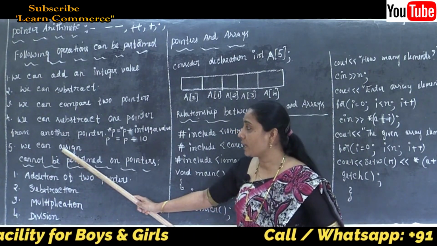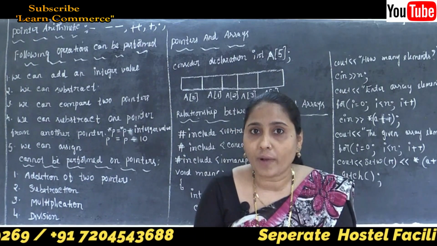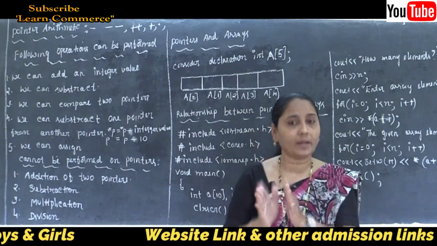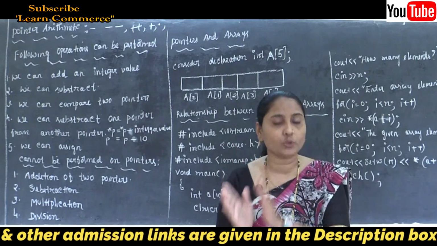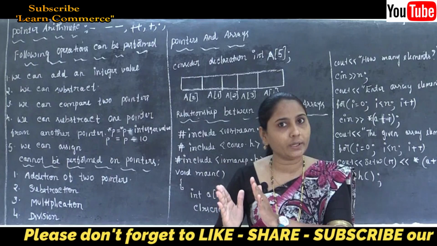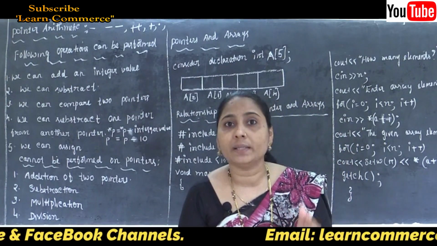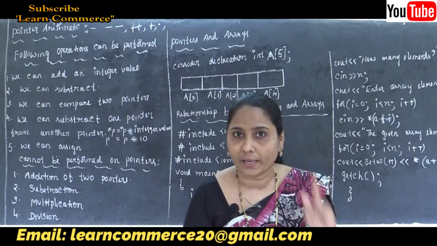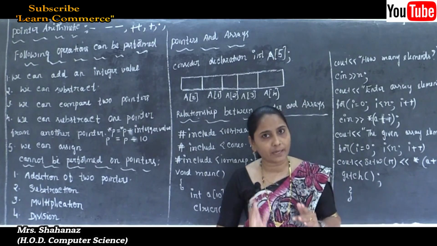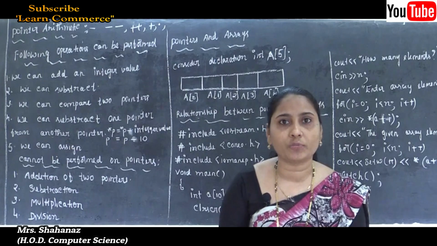And the last valid operation, we can assign one pointer value to another pointer. Whatever the value is in pointer P1, I want to assign that value to pointer P2. I can assign the value from one pointer to another pointer, but only when both point to elements of the same type of array. Clear this point here? So that means both need to be declared using the same data type. So all these operations are called the valid operations of pointers.